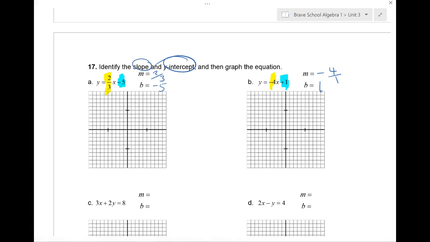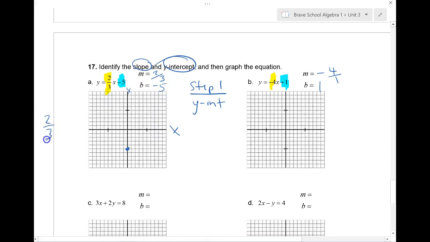Okay, so remember when we graph, step 1, graph the y-intercept. Okay, so I'm going to take negative 5, and then remember it's y-intercept, so it's on the y-axis at negative 5. So we go down to negative 5. Okay, so we're at negative 5. And now we're going to use the slope. Now the slope is 2 over 3.